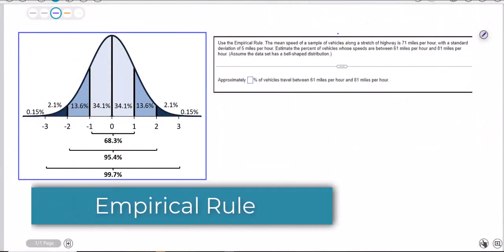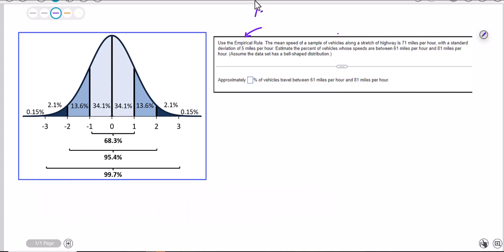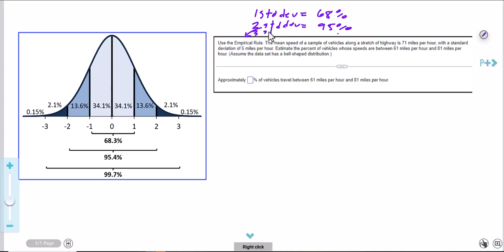All right, I see the use of the empirical rule. So if you look at the definition of the empirical rule, one standard deviation is 68% of the data. Two standard deviations is 95% of the data. Three standard deviations, sorry for my horrible handwriting, is 99.7% of the data. Oh, looky there.